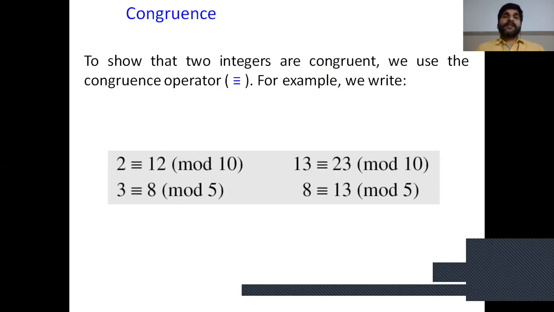The congruence: to show that two integers are congruent, we use the congruence operator, three lines. For example, we write 2 congruent to 12 mod 10, and 3 congruent to 8 mod 5. So the three-line symbol is the congruence operator.